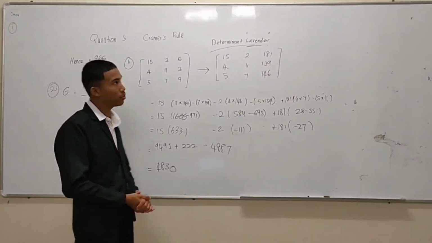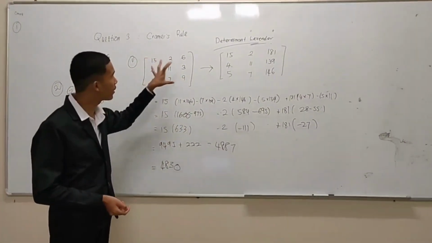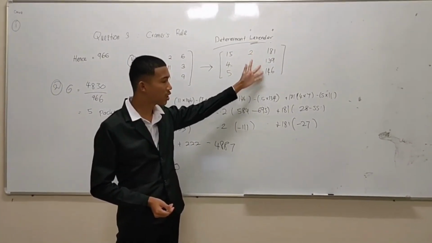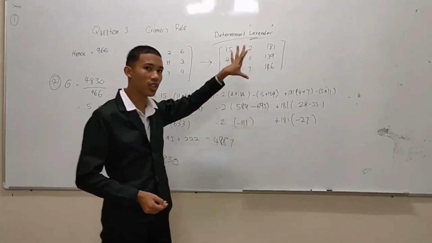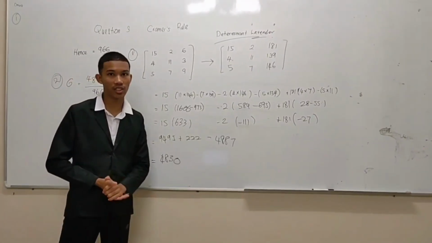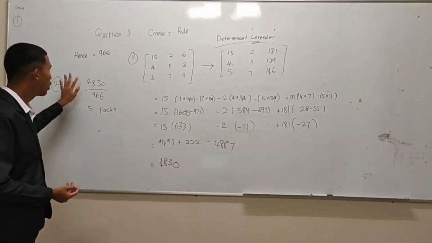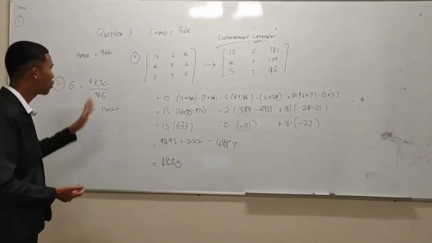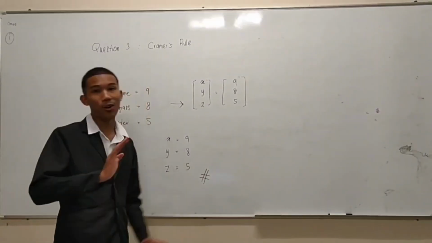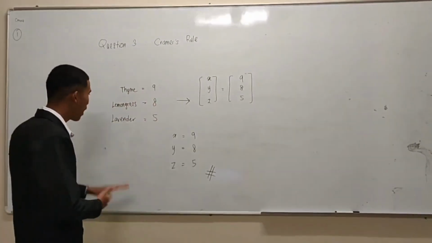And for the last determinant, for lavender, we transfer the total to the third row. Here, 181, 139, and 146, and the second row turns into normal. We do the equation, and in total we get 4,830. Now for the determinant, 4,830 divided by 966, we get 5. And we get the answer: thyme equals 9, lemongrass equals 8, and lavender equals 5.